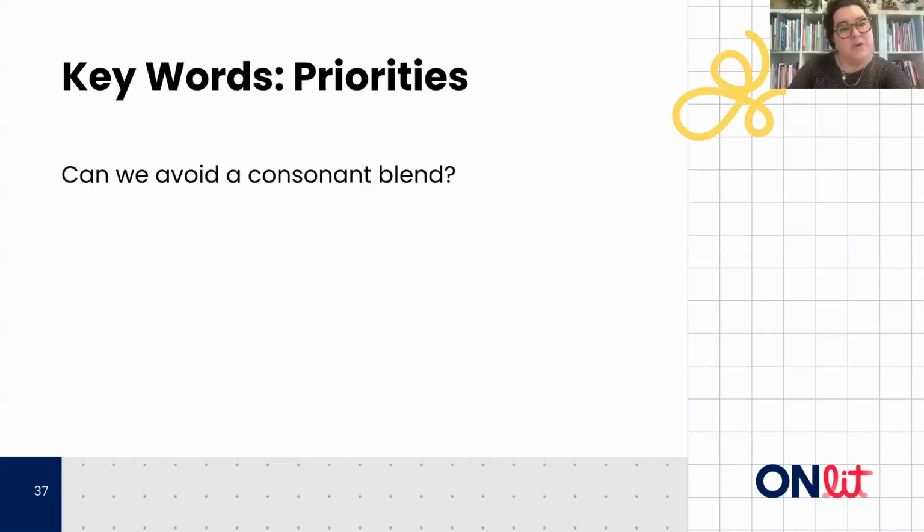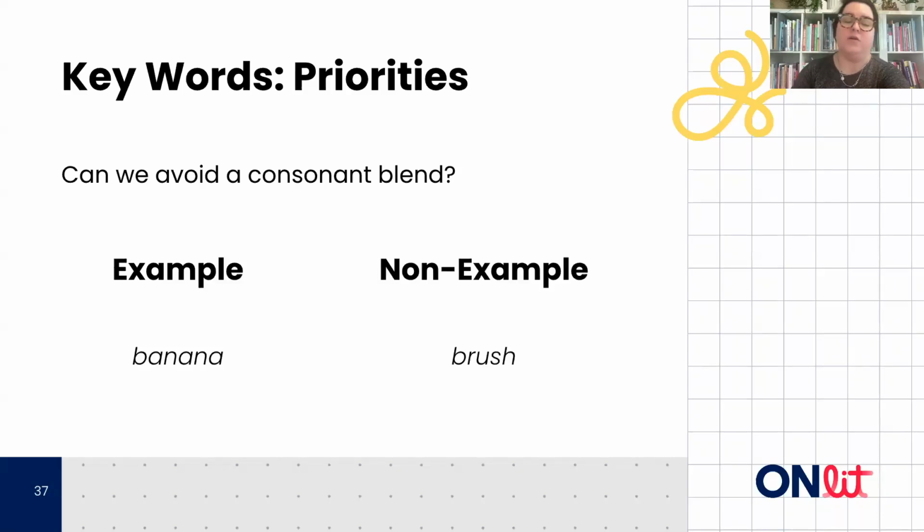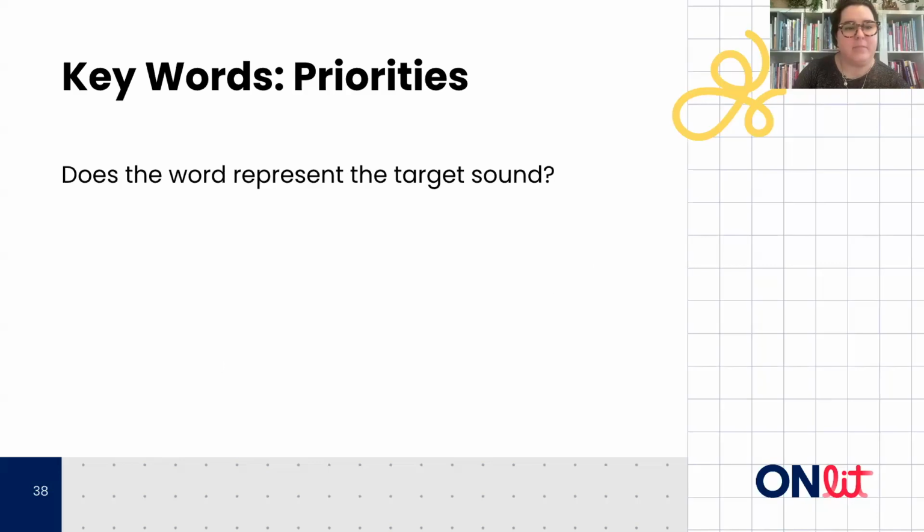We wanted to avoid consonant blends when talking about keywords for consonants. So we prioritized a word like banana over a word like brush. Again, recognizing that for banana, they just have to segment off that one consonant, whereas it's more challenging for early learners. And again, we're thinking about meeting the needs of early learners who are right at that acquisition stage. It's more challenging for them to split that blend. So we wanted to avoid consonant blends wherever possible.